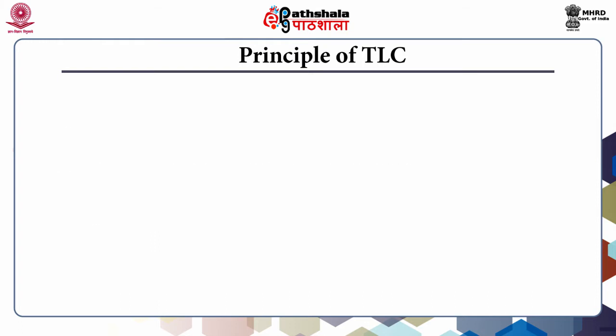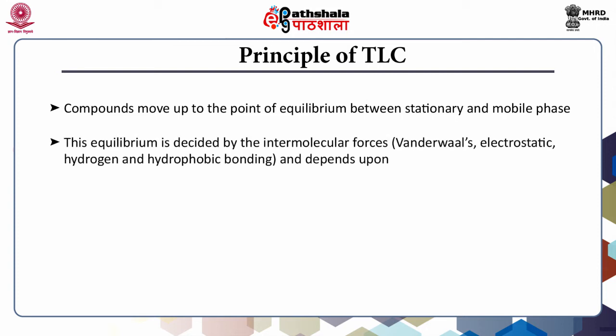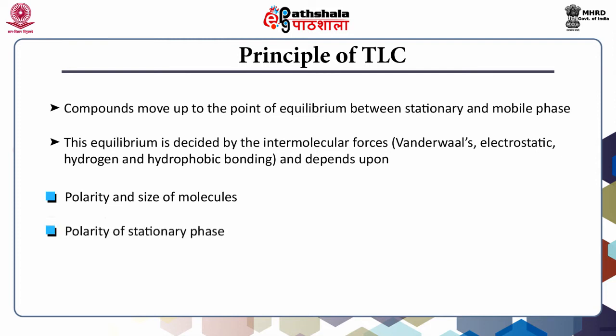Separation of compounds occurs as the stationary phase binds to the solute and the mobile phase tries to dissolve it away, carrying the compound along as the solvent moves up the plate. The compounds move up to the point of equilibrium between the stationary and mobile phase. This equilibrium is decided by the intermolecular forces, van der Waals, electrostatic, hydrogen and hydrophobic bonding, and depends upon: 1, the polarity and size of molecules; 2, the polarity of the stationary phase; and 3, the polarity of the solvent.